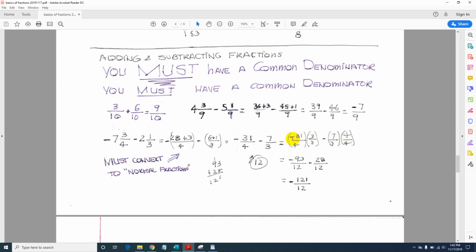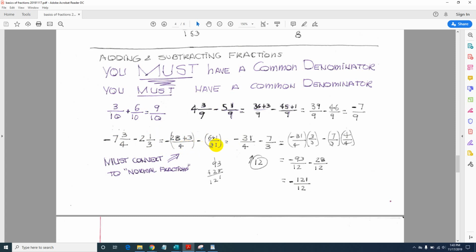There's a 28, and there's a... oh, wait, I just want to make one other point here. You see, these had common denominators. These did not have common denominators. Okay, so this is important. I'm sorry I missed this. You must have a common denominator. So you must convert. After you convert these numbers to improper fractions, you'll notice that the denominators are not alike.